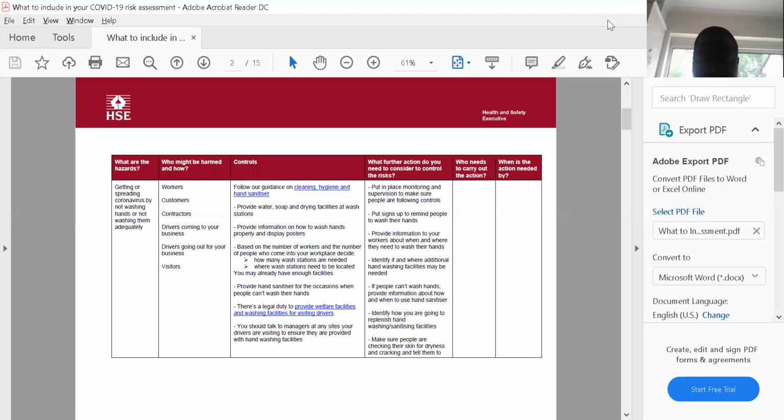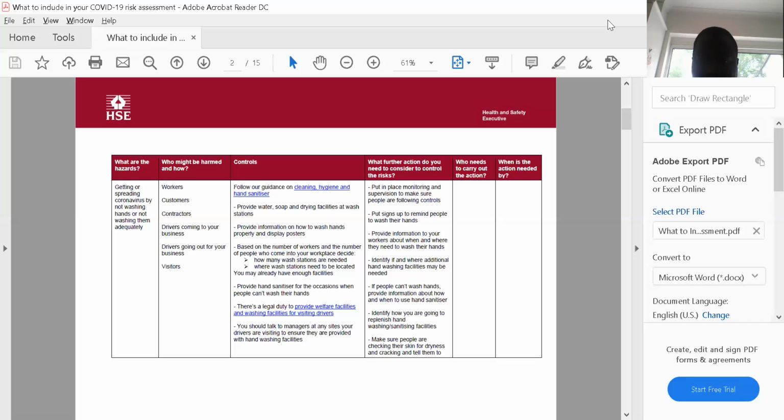And then there's guidance that they've told us they've released on cleaning, hand sanitizing. And it says to provide water, soap, and drying facilities. And you need to do that based on the number of workers. I guess you need to make sure you have sufficient facilities available to workers and those that will be using the facility. And think about your busy periods as well. Some places might have peak periods where there's a lot of traffic of people in their organization.